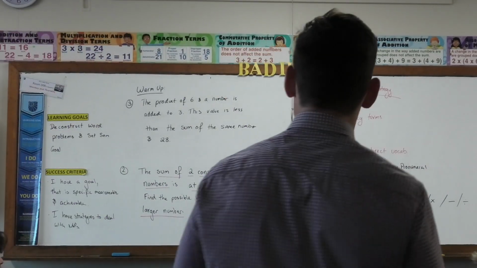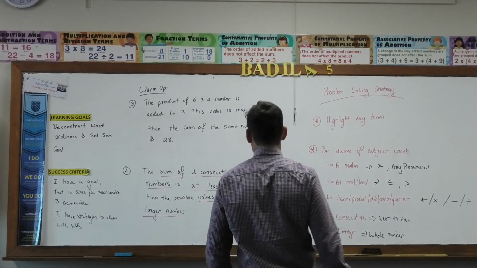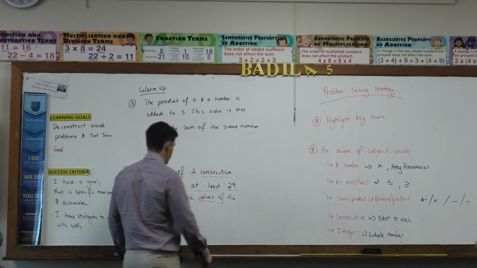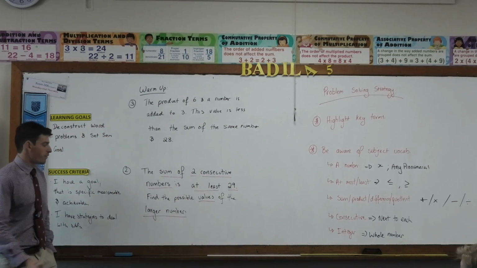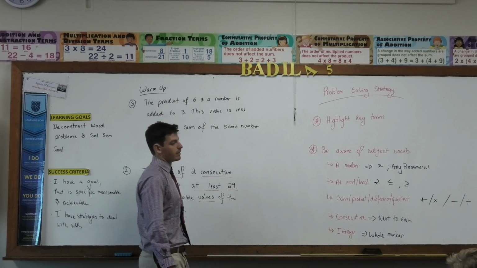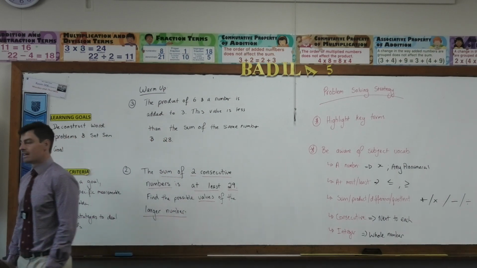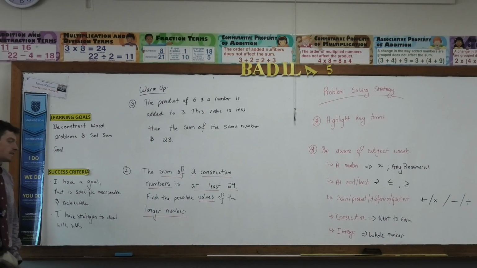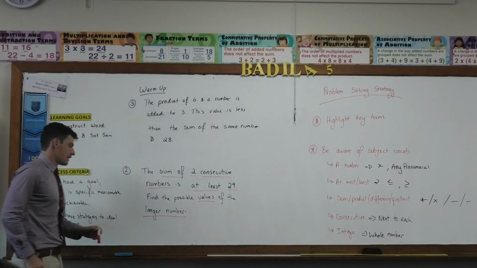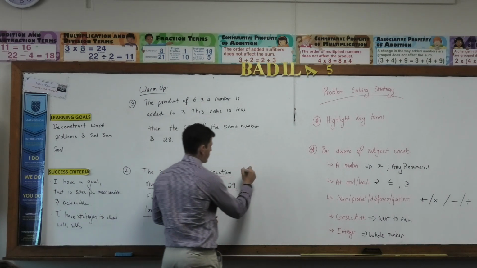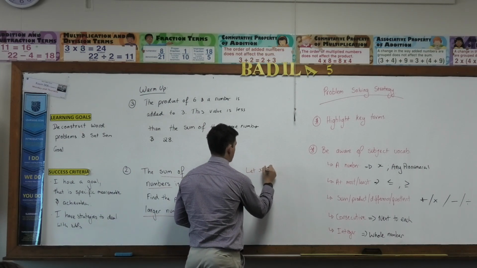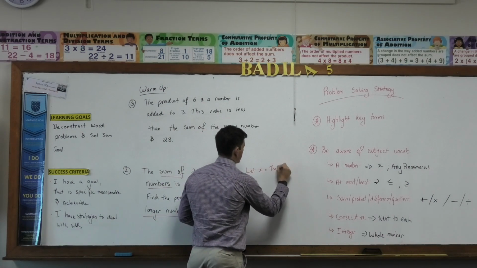Alright. So the sum of two consecutive numbers is at least 29. Find the possible values of the larger number. In this instance, it makes sense to let x equal the larger number, but you may not have done it, that's fine. I'm going to let x, so my first line of working should have, let x equal the larger number.